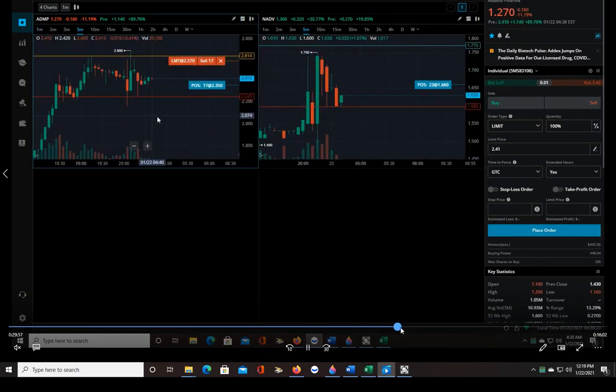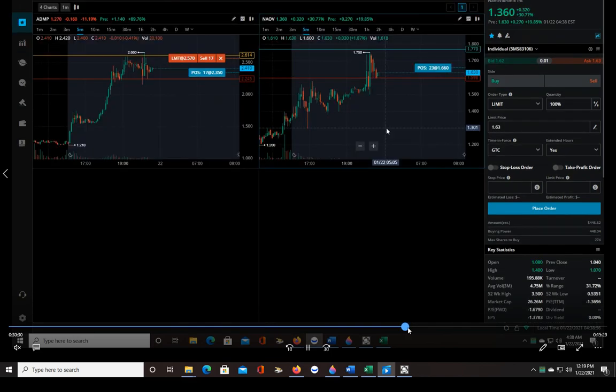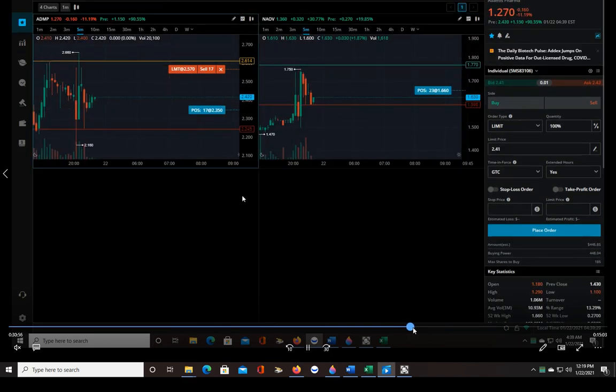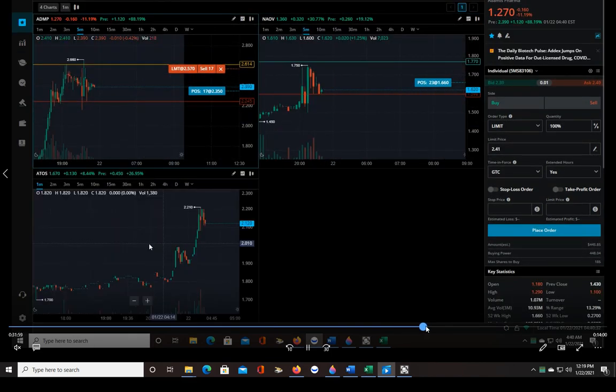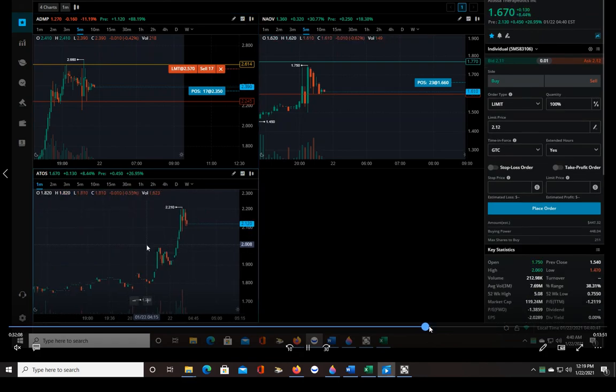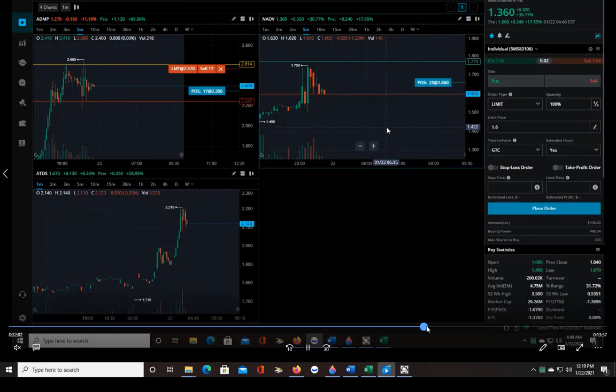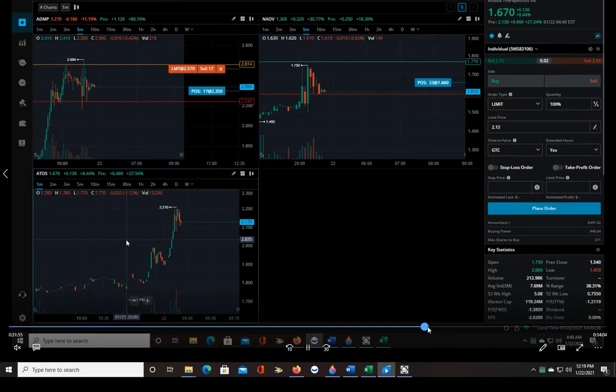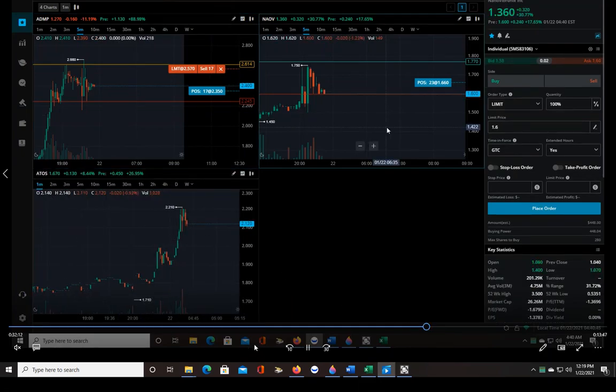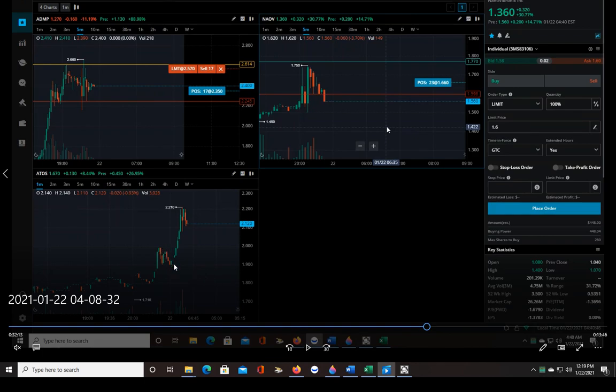So now I just switched time frames, just in case I had a freezing issue on the 1 minute chart. I put them both on the 5 minute chart. And then this NAOV stopped me out. I pulled up ATOS because it did pop up in the top 3 volume. But unfortunately, I basically missed the move there.